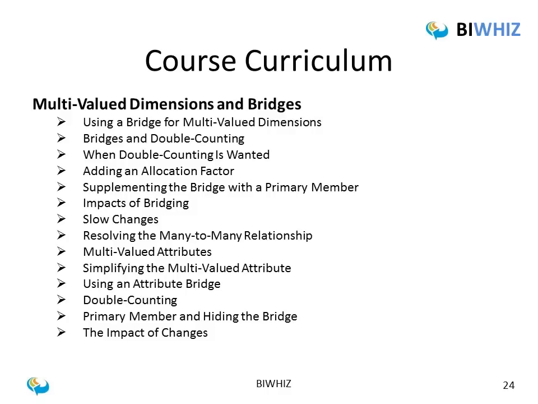Then we'll talk about multi-value dimensions and bridges. Some dimensions might be multi-valued. Multi-valued attributes are not allowed in normalization, but in a data warehouse they are allowed. But we cannot just have them in the data warehouse, because that will create a lot of problems. So data warehouse designers have come up with the concept of the bridge table, which you can use to resolve the problems created by multi-valued attribute dimensions.